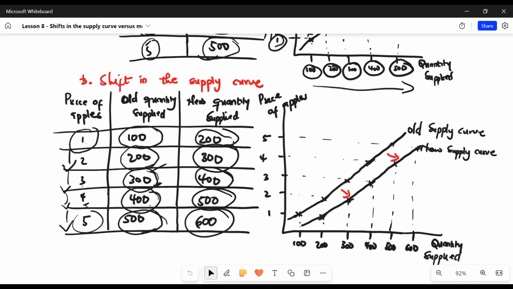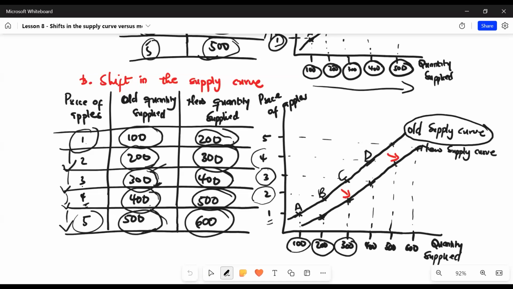This information can be represented on this curve. So our old supply curve represents our old quantity supplied. Point A here shows that at price equals 1, quantity supplied is 100. Point B shows at price equals 2, quantity supplied is 200. Point C shows at price equals 3, quantity supplied is 300. Point D shows at price equals 4, quantity supplied is 400. And point E shows at price equals 5, quantity supplied is 500.